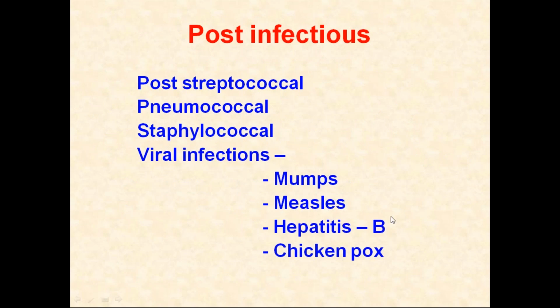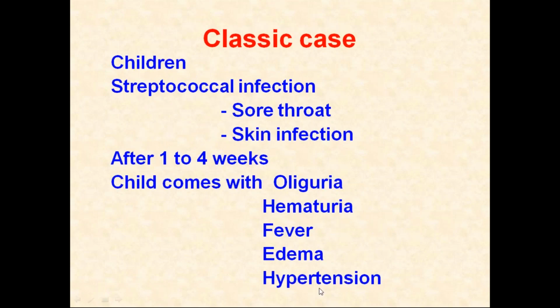The post-infectious causes of acute proliferative or diffuse proliferative glomerular nephritis are post-streptococcal, then pneumococcus, staphylococcus, and viral infections like mumps, measles, hepatitis B, and chickenpox. All these are causes for acute proliferative glomerular nephritis. So other than streptococcal, it is pneumococcal, staphylococcal, and viral infections such as mumps, measles, hepatitis B, and chickenpox, which cause post-infectious glomerular nephritis.